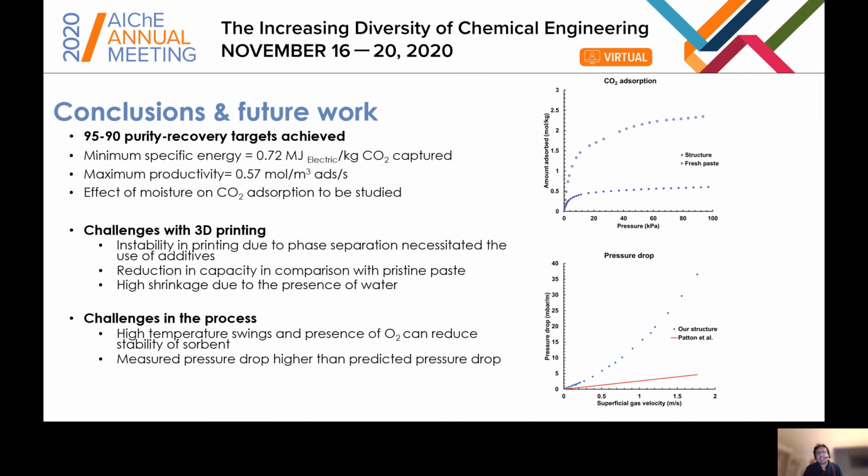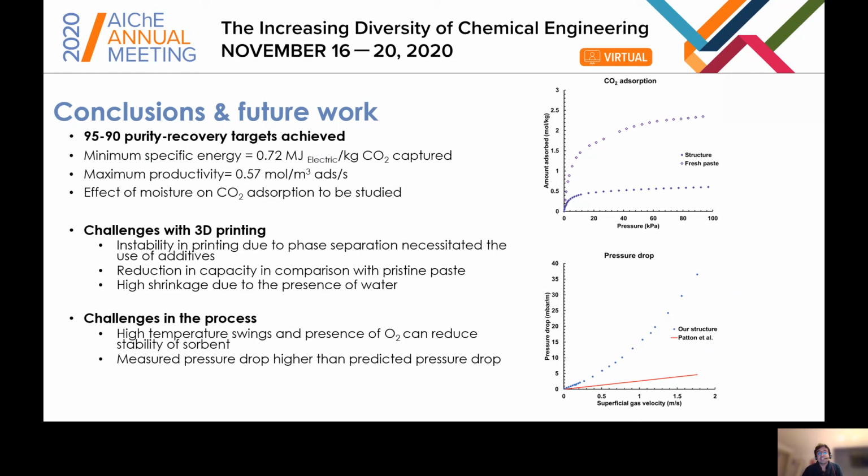I would also like to take this opportunity to talk about some of the challenges that we faced during the 3D printing stage. The main challenge was the instability in printing, which was a result of phase separation. And that needed the use of additives. And when we use these additives, we actually lower the CO2 adsorption capacity of this material. And you can see a comparison between the CO2 adsorption isotherms obtained in the pristine paste and the structure on the top right of the slide. And you can see that the adsorption capacity has been reduced by about 60%.